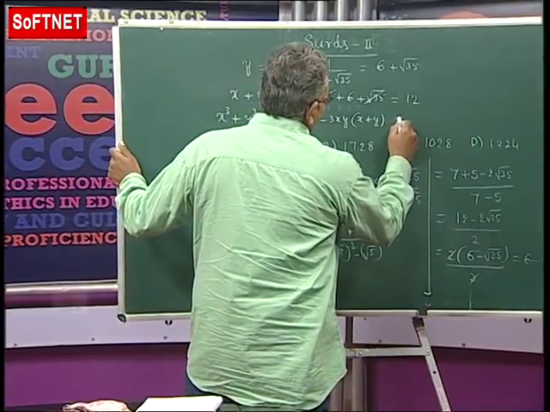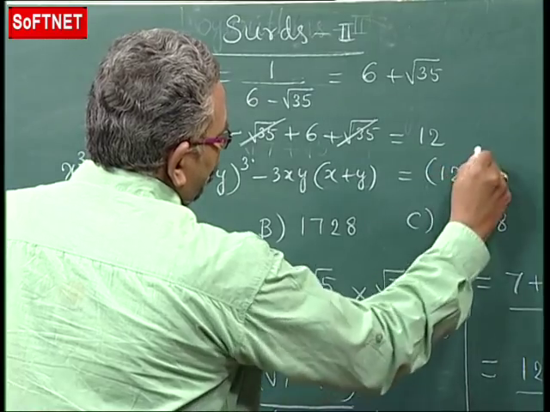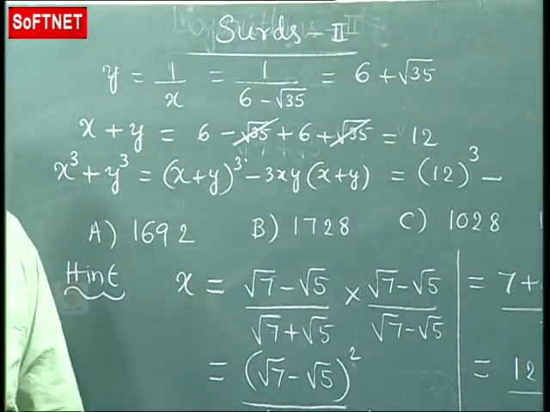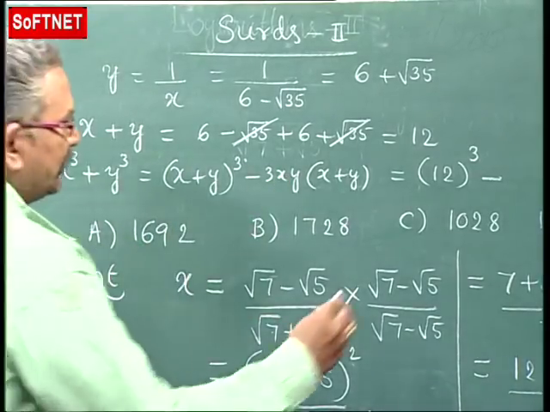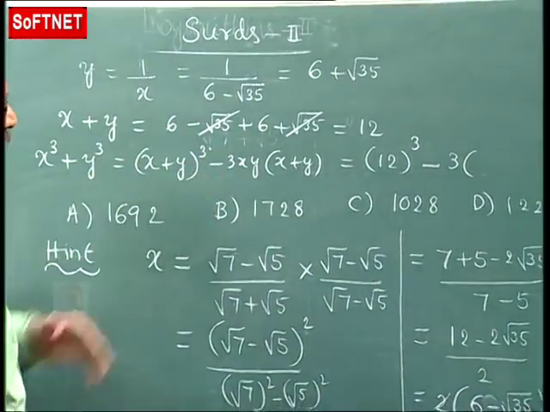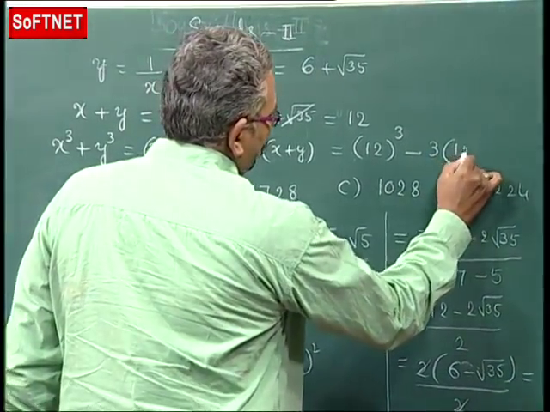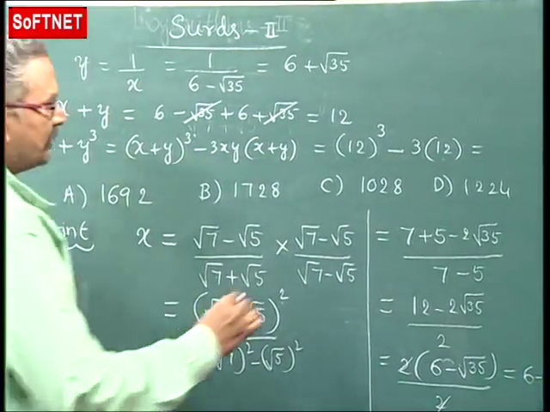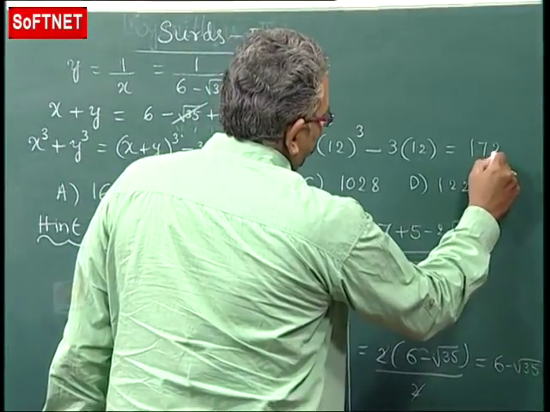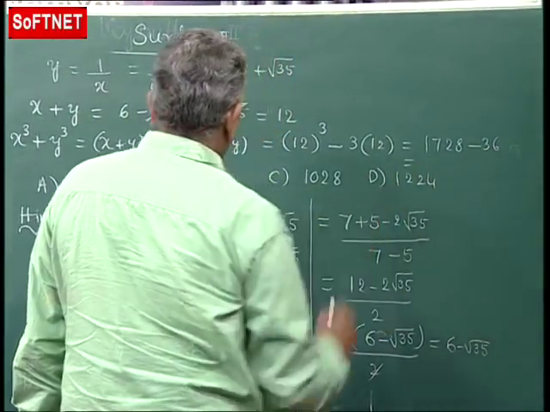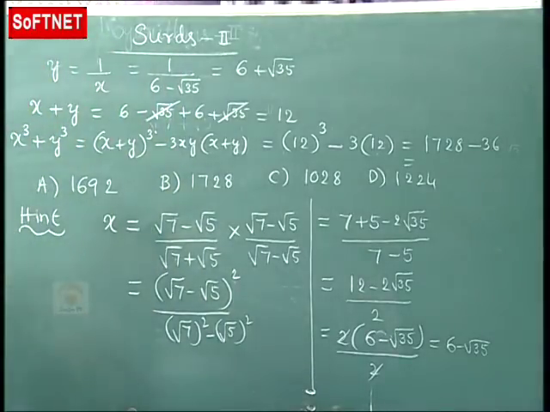This is 12 cube minus 3 xy. xy is equal to 1, and x plus y is equal to how much? 12. So 12 cube is 1728 minus 36.